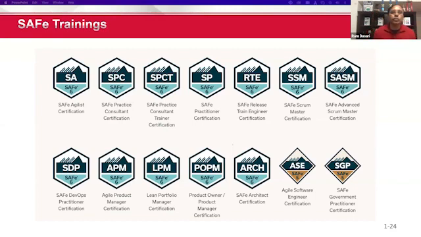There are other courses also, like Agile Software Engineering Certification and Agile Government Practitioner Certificate. There's the SAFe for Architects Certificate, which is also listed there. SPC and SPCT are also listed there, which are a little more advanced, especially to become a SAFe Practice Consultant in the process. So I'll pause here to see if any of you have any questions.